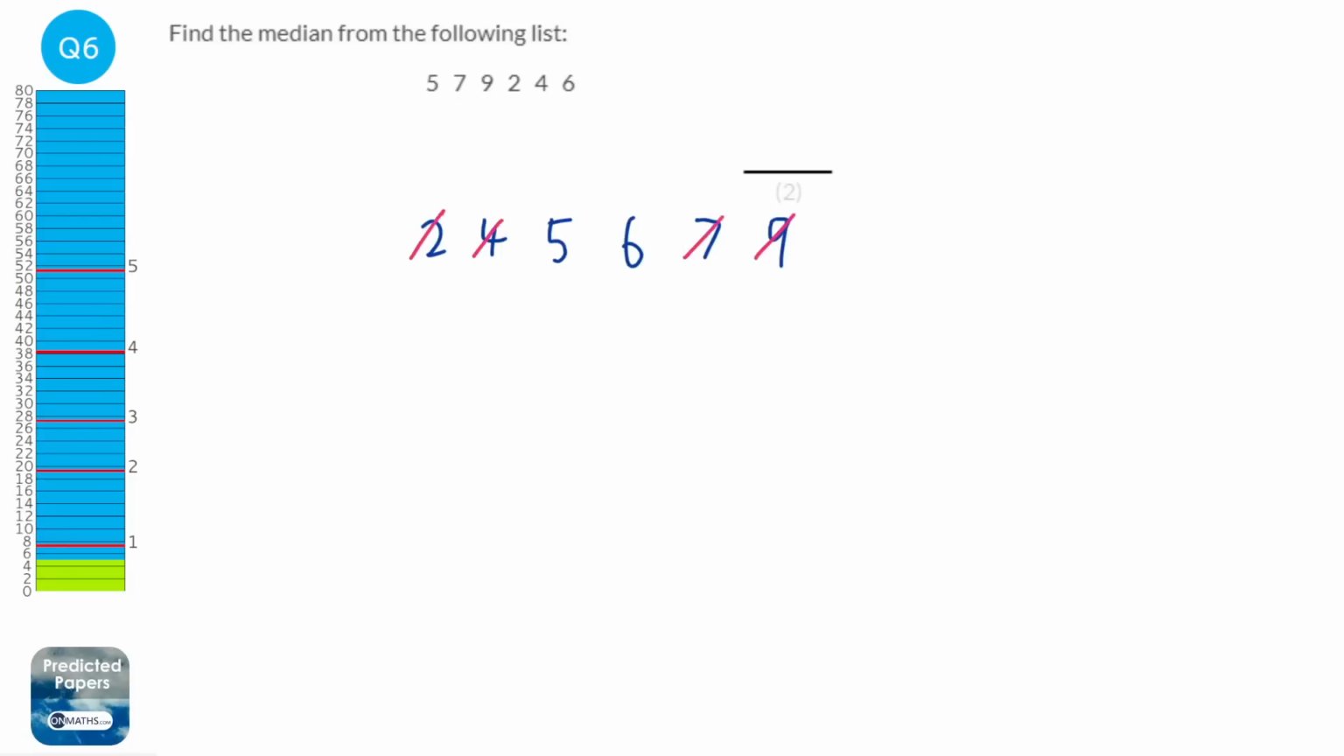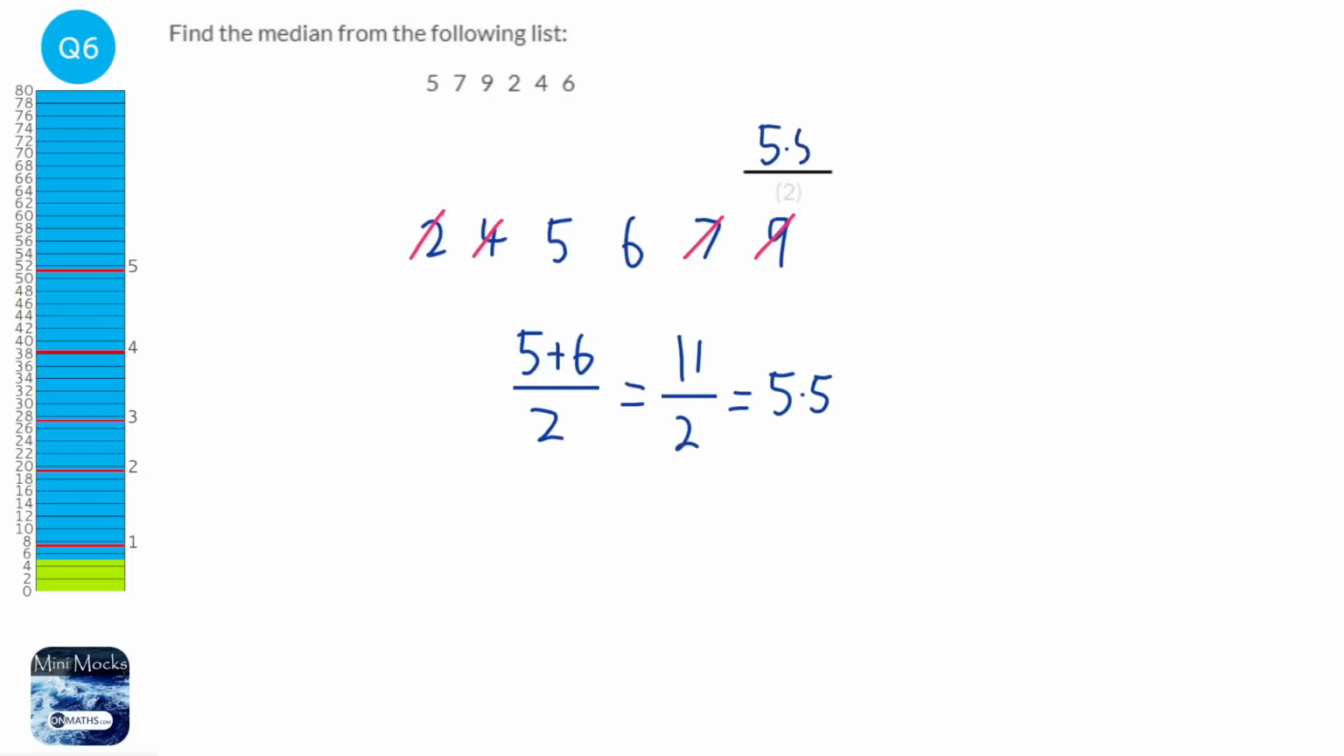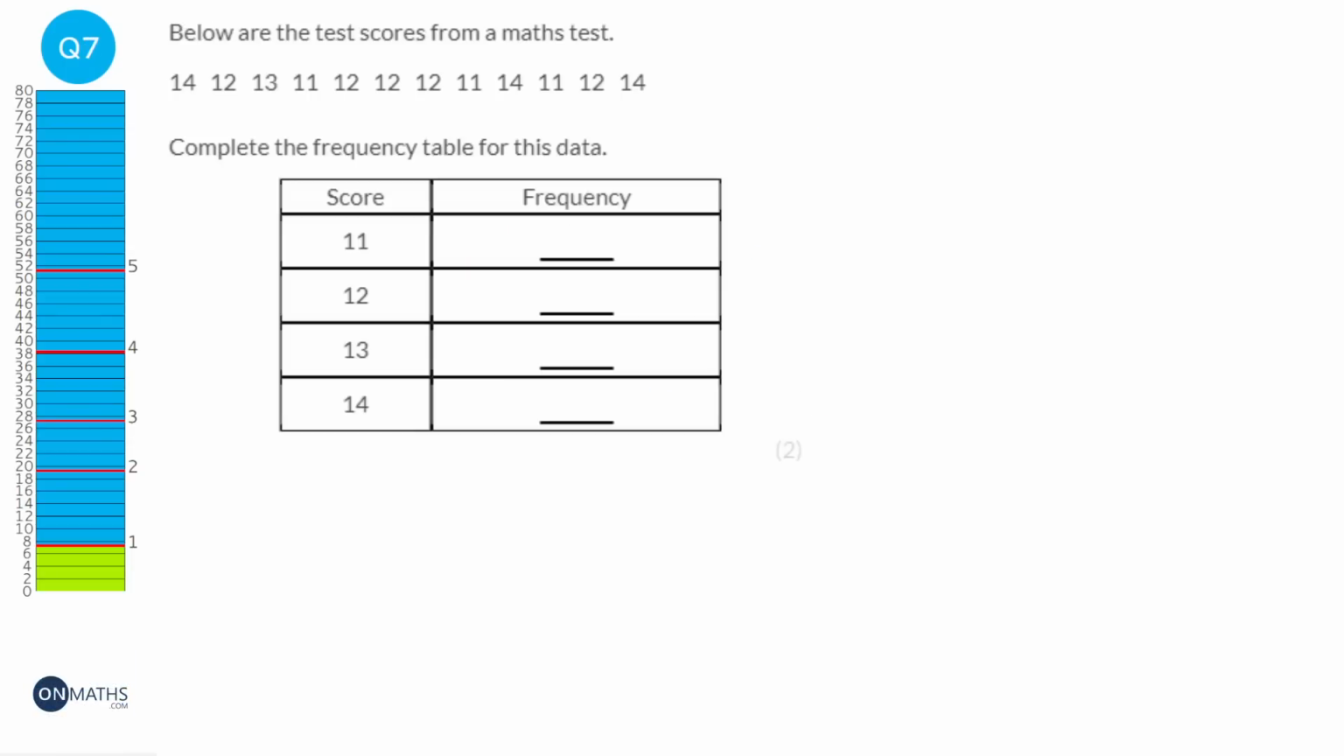Now you see here that I can't cross out the smallest and largest because that will leave no numbers at all. So when you're left with 2 in the middle, all you need to do is add them together and divide by 2. So 5 plus 6 is 11, and 11 divided by 2 is 5.5. And if you look, 5.5 is exactly halfway between 5 and 6.